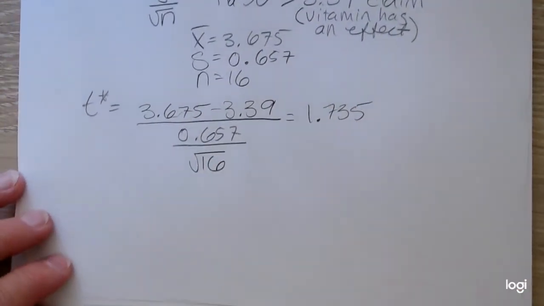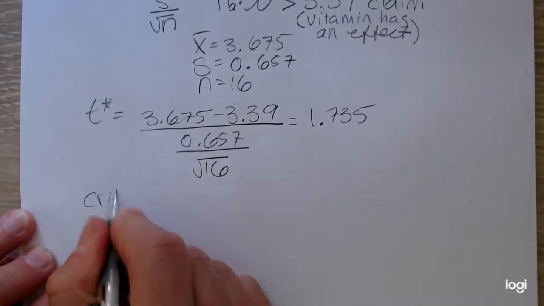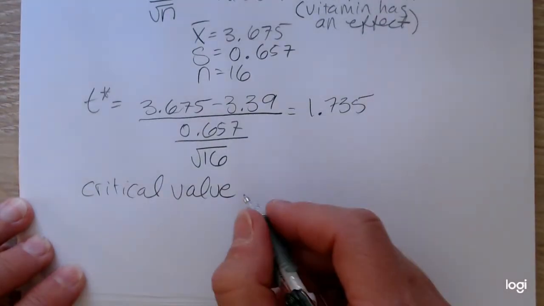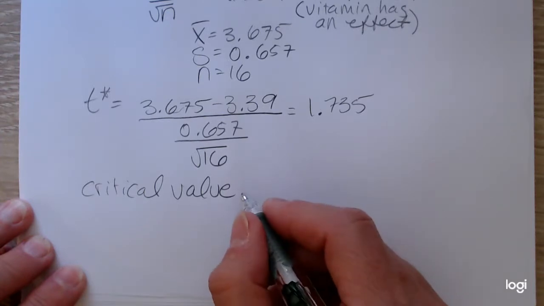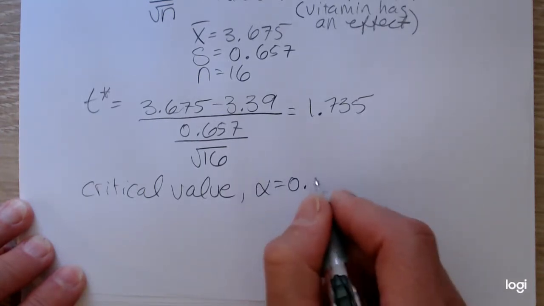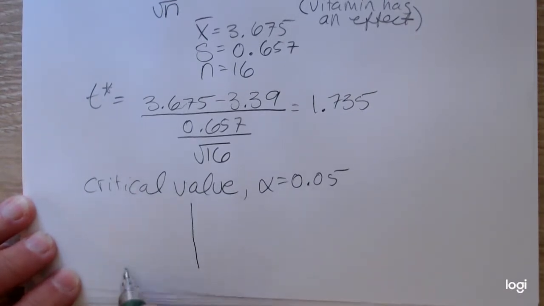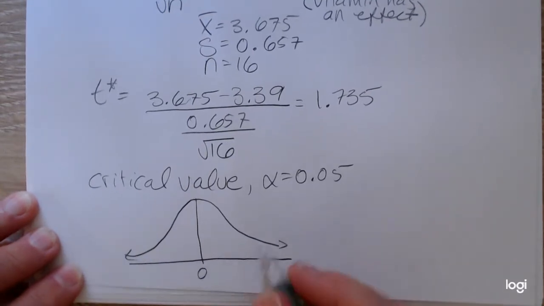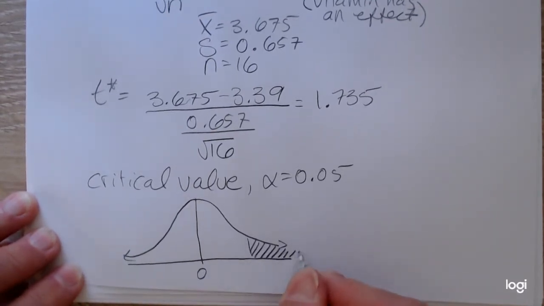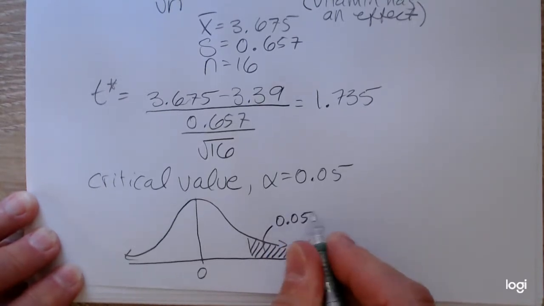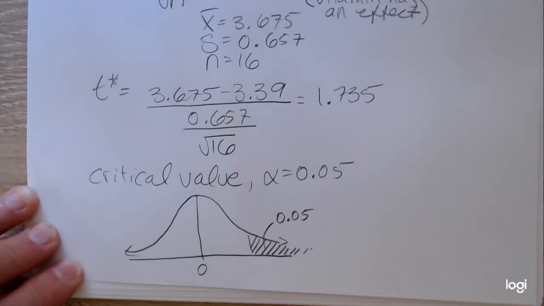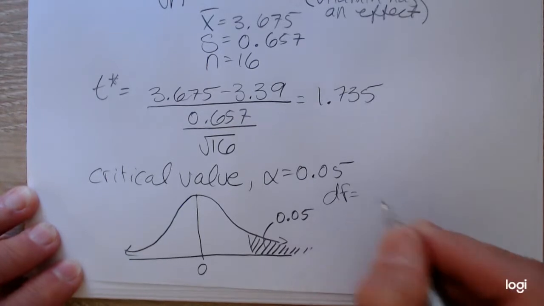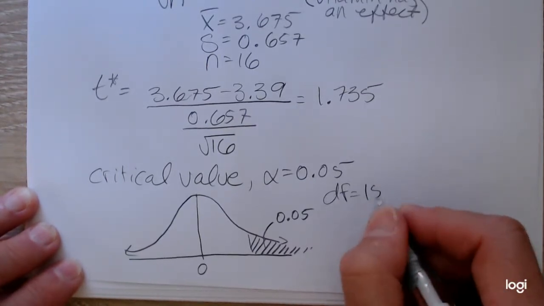Now I need to find the critical value. This is an upper tail test, so I don't divide our level of significance in half. And I need my level of significance. It's given to be 0.05. Sketching the t-distribution, shading an upper tail of rejection, indicating that it has an area of 0.05. I can go to my t-table. I will need my degrees of freedom, which is n-1. That will be 15.